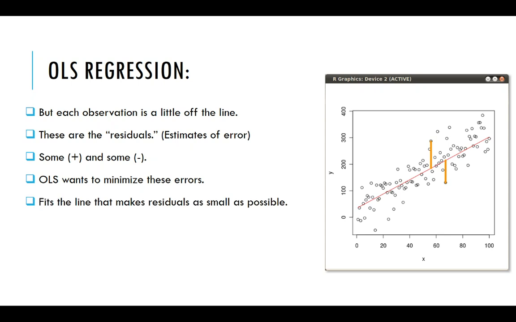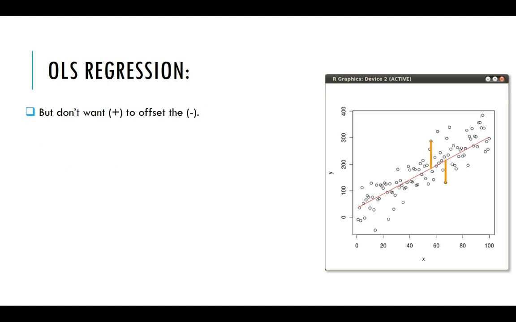So OLS fits a line that makes residuals as small as possible. So the line that's the best is going to be the one that makes the residuals, that error, that distance from the line, as small as possible. But here's the deal. We've got some that are positive, some that are negative, and we don't want the positive to offset the negative. So we're going to square the values.